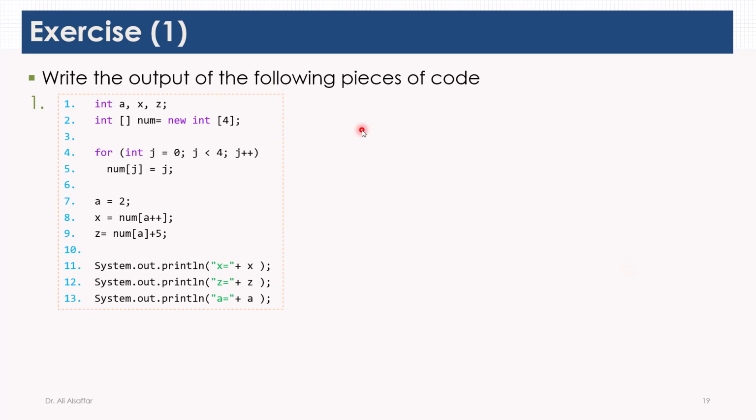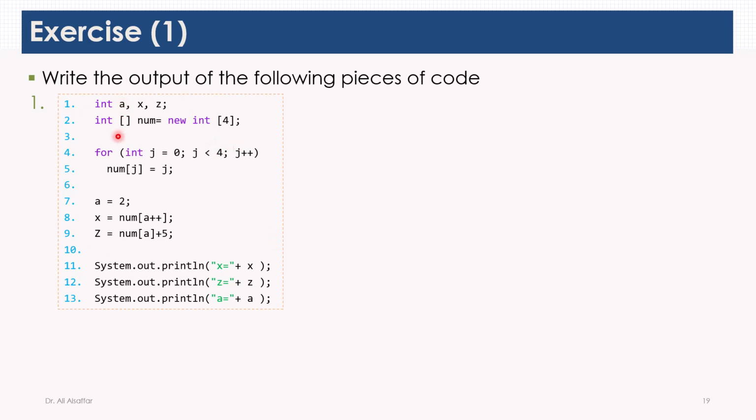To trace a piece of code that involves array processing, it's better that you represent the array graphically. You draw the array and write the elements of the array inside the drawing, and in each step of your program, if any of these elements is changing, you just simply change it on the drawing. In our first exercise, we want to find the output of this piece of code that involves array processing.